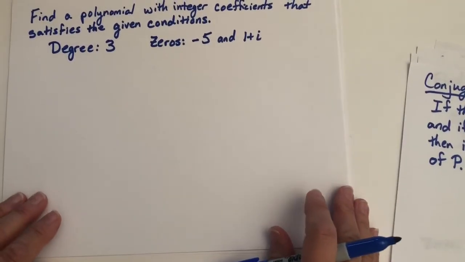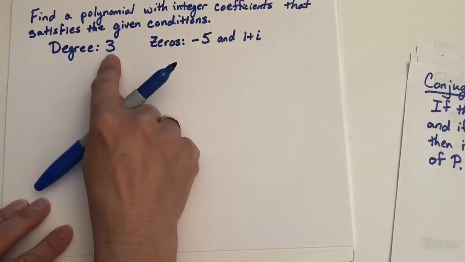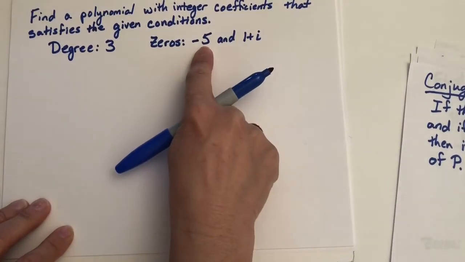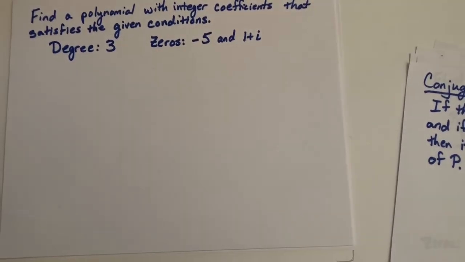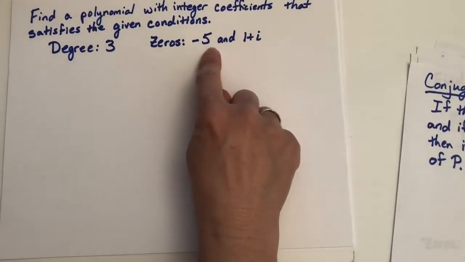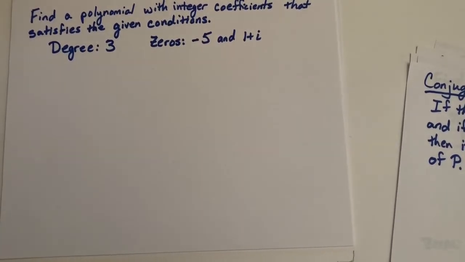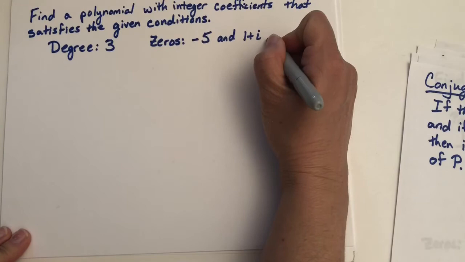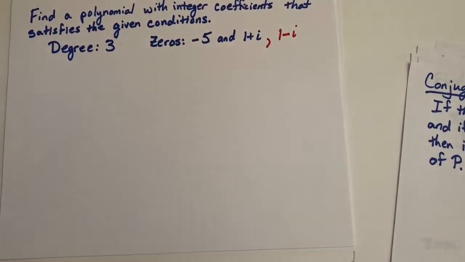Find a polynomial with integer coefficients that satisfies these conditions. It's a third degree polynomial, and its zeros are negative 5 and 1 plus i. Well, we were only provided 2 zeros, and we know we have a third degree, but our conjugate zeros theorem guarantees that if we're given 1 plus i as a 0, we know, even though it wasn't stated, that 1 minus i will also have to be a 0.